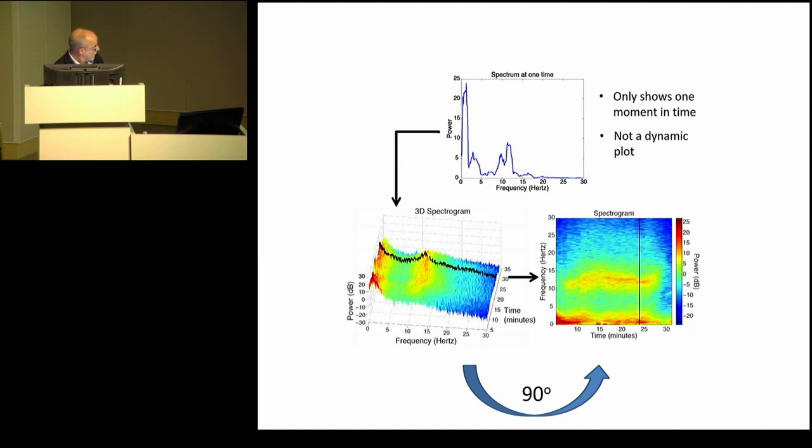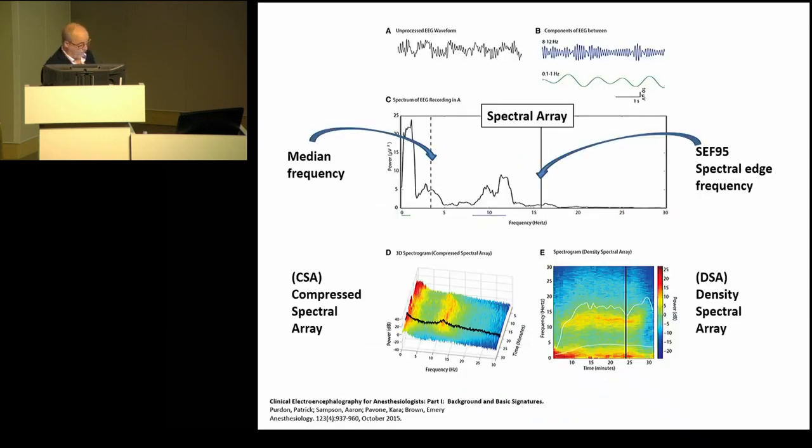So you can have the delta wave here, the theta wave here, the alpha wave here, the beta, and the gamma. Easy to see. Low frequency, high frequency, beginning, the end of the procedure. And you have everything together in the same slide: the raw EEG, the composed, the spectral array, the SEF, the compressed spectral array, and the density spectral array, all put together, probably easy to understand.